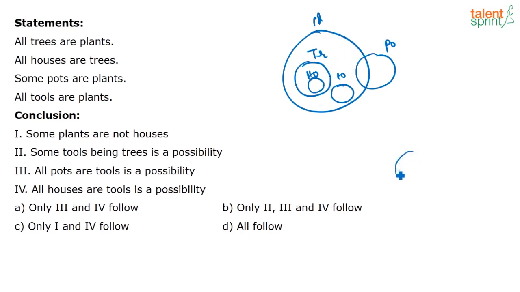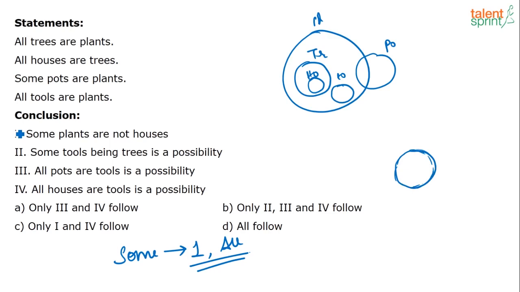But again, you should also remember that a given statement can be represented in more than one form other than its basic diagram. So, generally the quantifier that we use, some, its minimum value is always 1 and its maximum value is all. So, some can also be taken as all as the maximum value. So, in that case all these plants, trees, houses, tools, they can all be the same set. So, in that case some plants are not houses is not true.